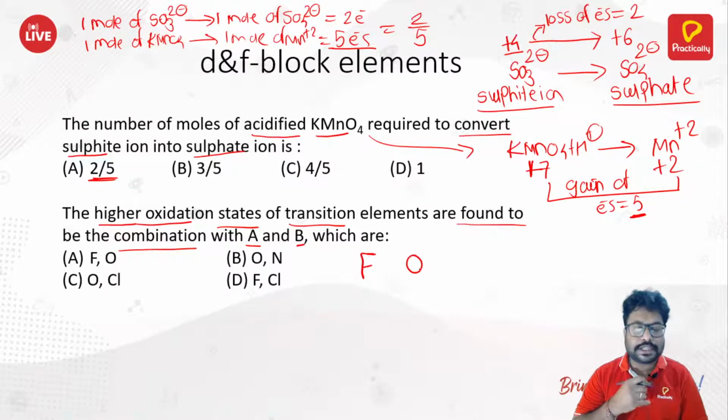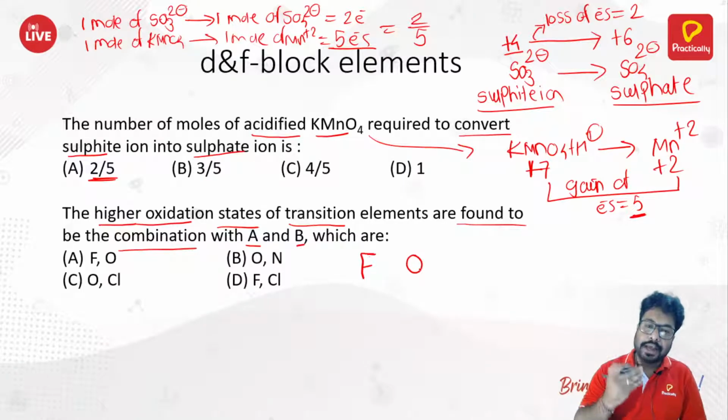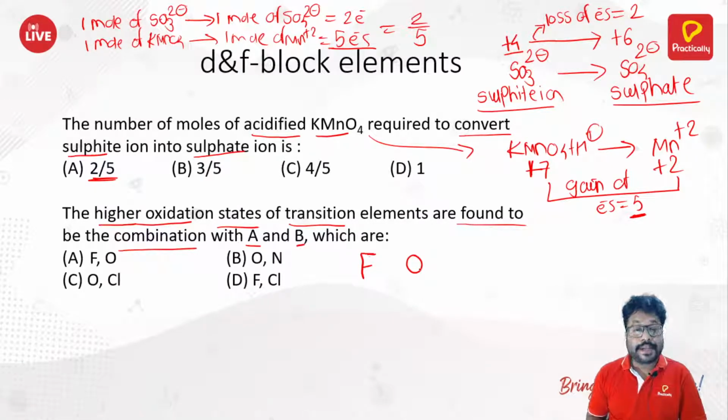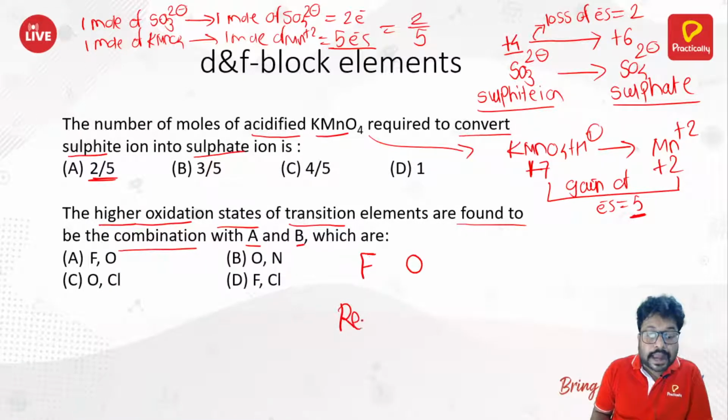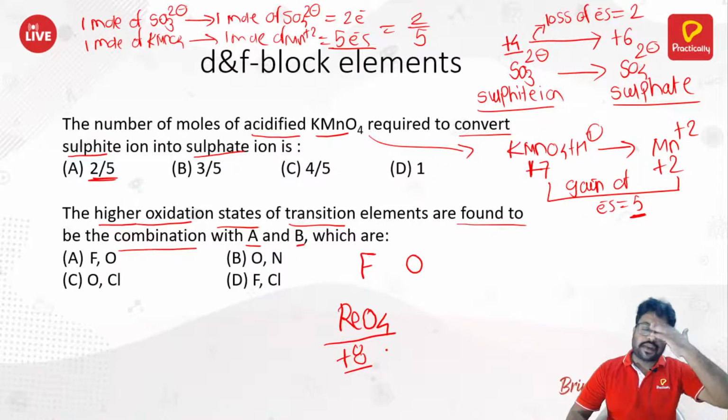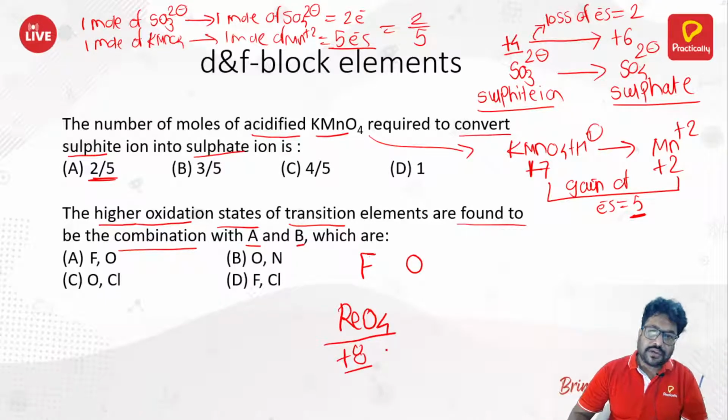Do you know the highest oxidation state shown by a transition element? The highest oxidation state is +8. In fact, it is the highest oxidation state shown by any element in the periodic table, and that is +8. It is shown by rhenium with oxygen, ReO4. Here your rhenium is in +8. Now you might say, sir, fluorine is more electronegative than oxygen, so the element should show the highest oxidation state with fluorine. Then why is it showing the highest oxidation state with oxygen?